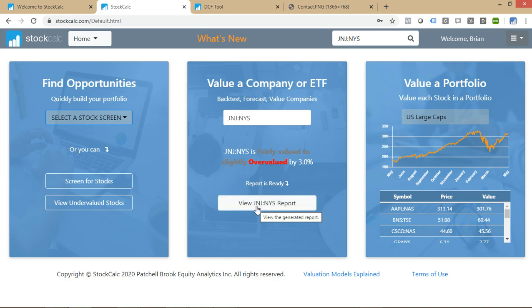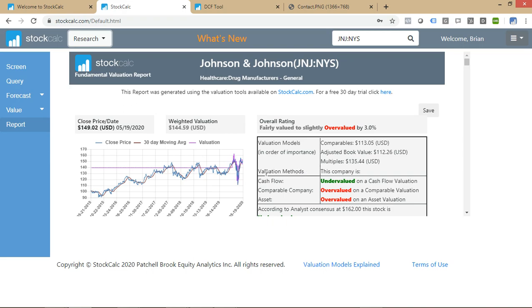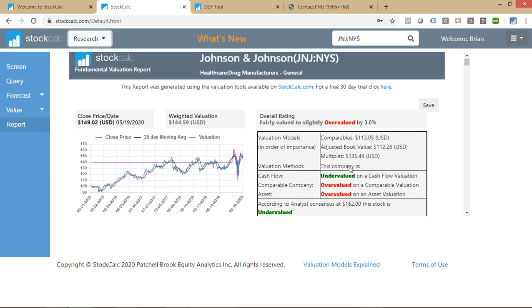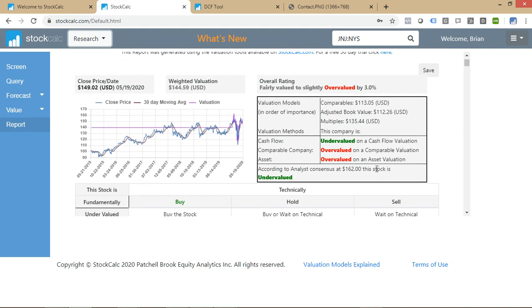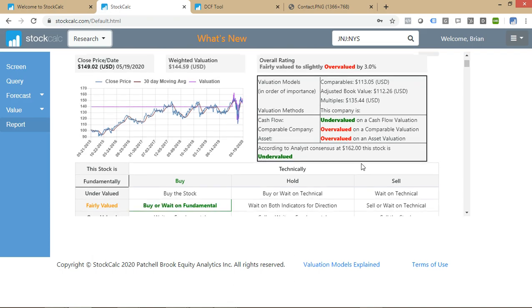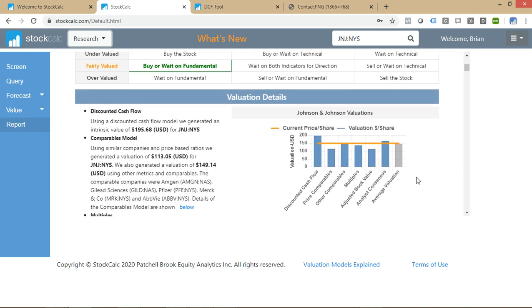We'll take a look at a sample report that's been generated in StockCalc. I've loaded Johnson & Johnson. Here you can see in the top of the report close price as of the date, the weighted average valuation that we've generated, the different valuation models that were used, what the analysts are saying about this stock, and then the rest of the report goes into the details on how we actually generated the valuations.